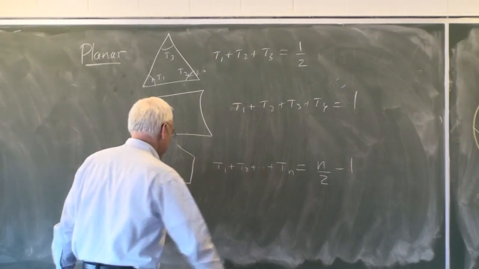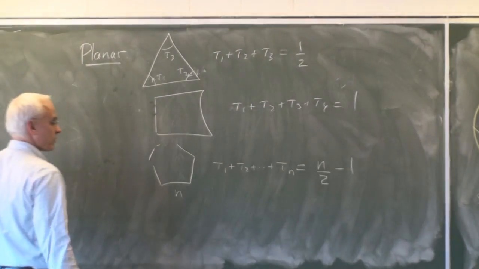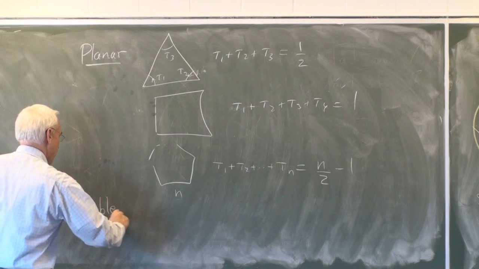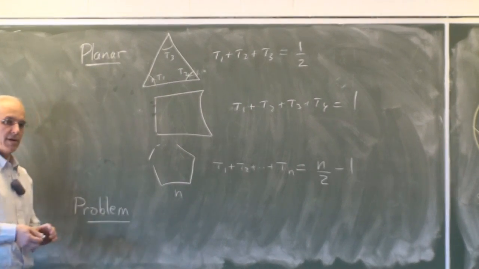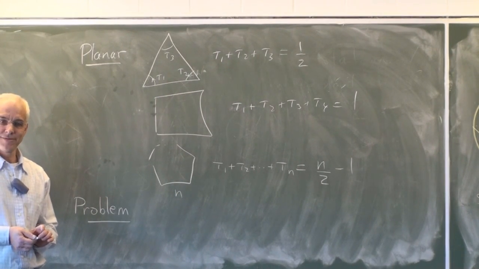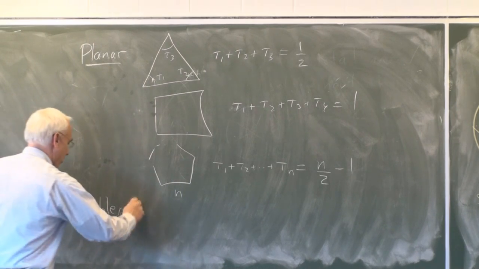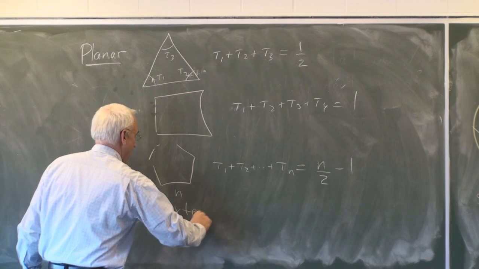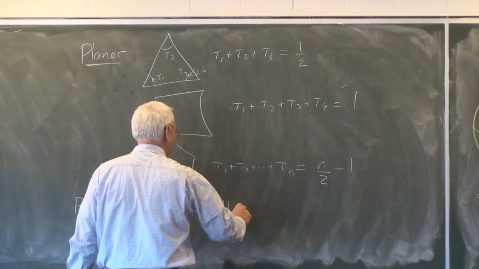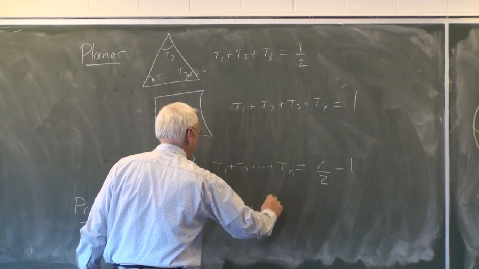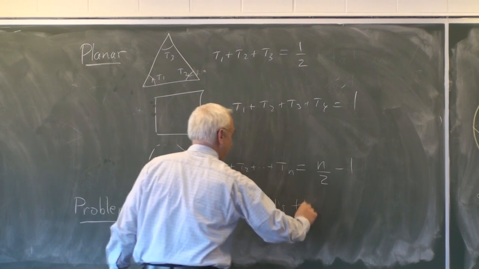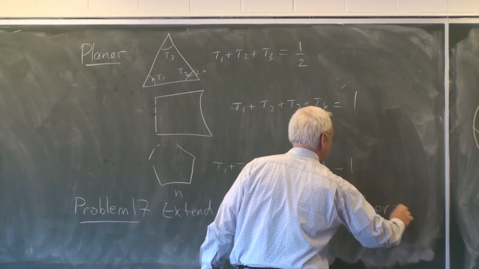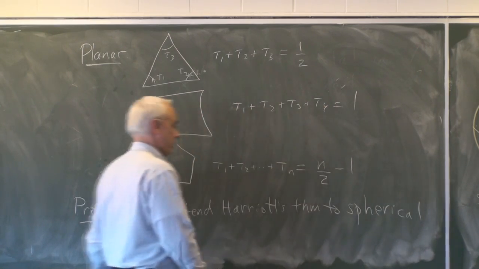Okay. So here's now a little problem. Problem 17 is to extend Harriot's theorem to a spherical n-gon.